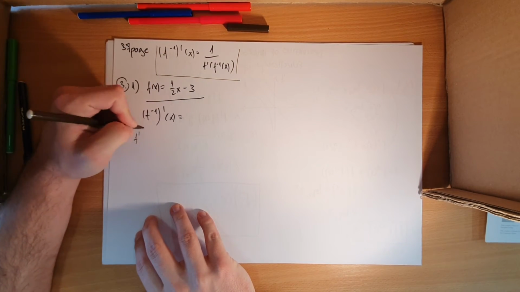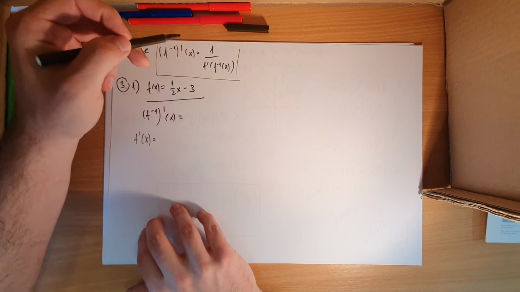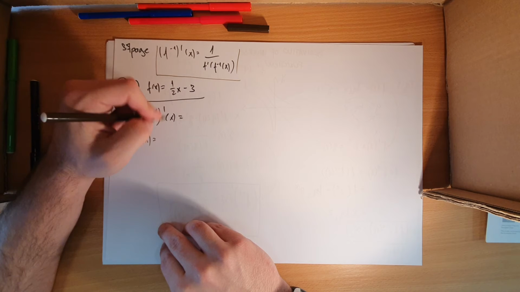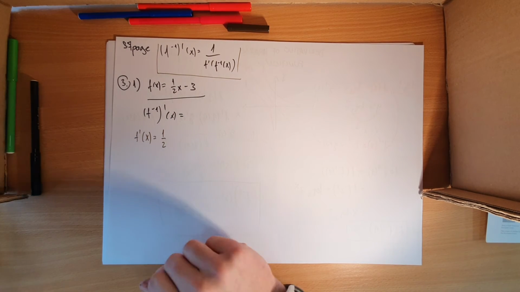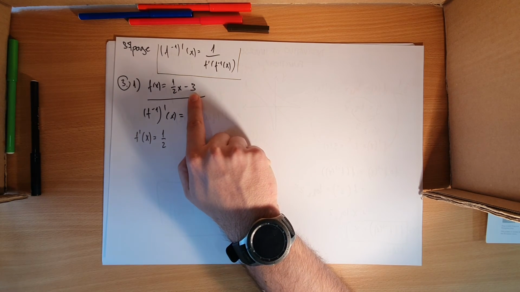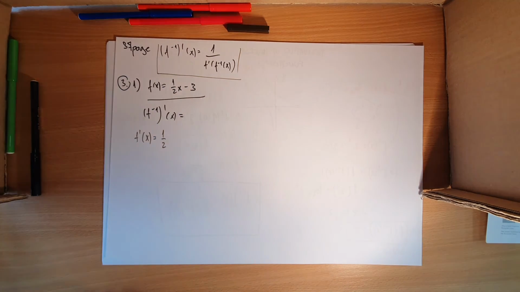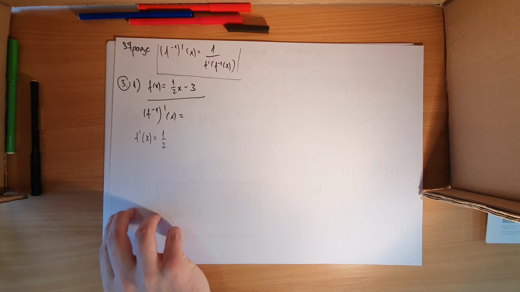So f derivative of x, where f of x is 1 over 2x minus 3. When we differentiate it, we're going to get 1 over 2 in the end, applying basically the index law, because minus 3 is a constant. When you derive it, it becomes 0. 1 over 2x, when you derive it, becomes 1 over 2 and x to the power of 0, which is 1 over 2. So we have found the derivative of function f.